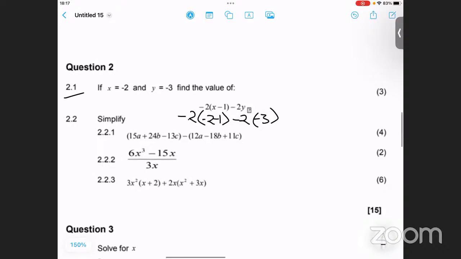Perfect, perfect. Do we have somebody who needs clarity on this one? Are we all good with 2.2.1?